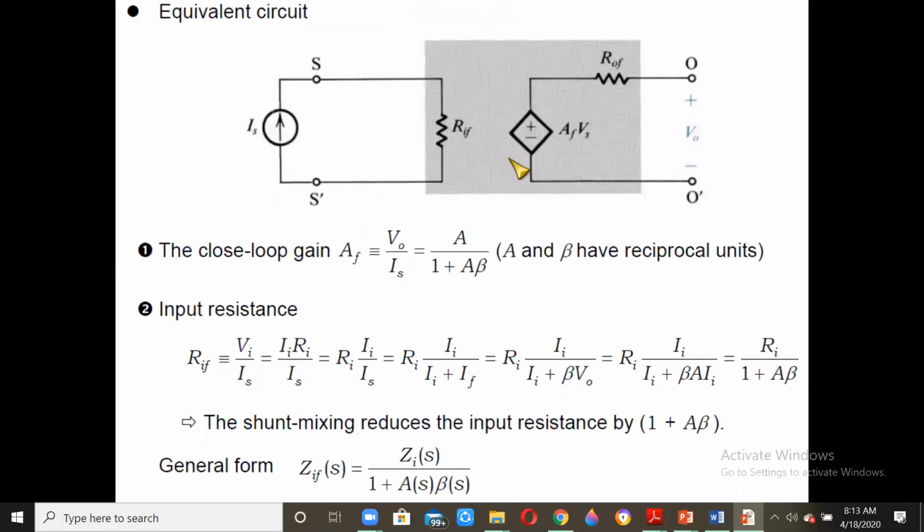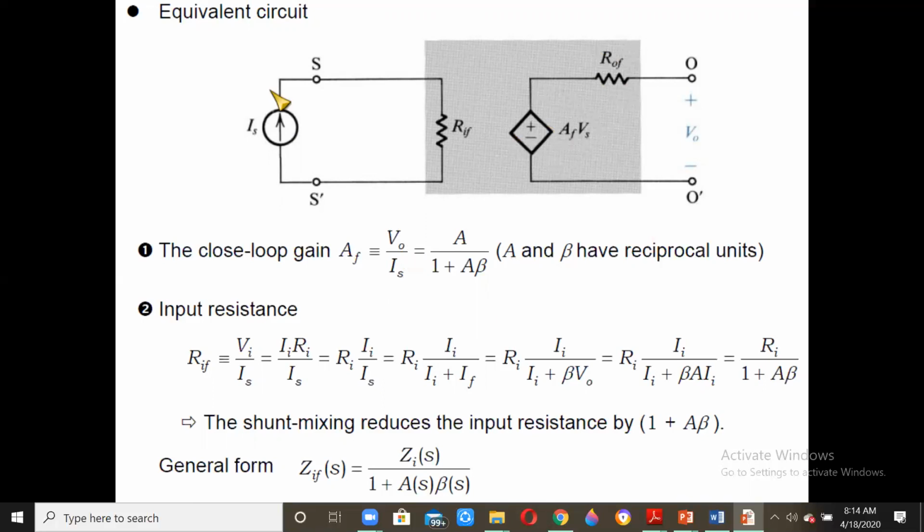So now the equivalent circuit for the whole of the feedback network with IS and the input resistance RIF, and AF as the amplification with feedback and ROF as the output resistance with feedback. So AF will be equal to V naught by IS. Then the value of IS can always be written as II plus IF, and IF can be written as beta V naught, and V naught can be written as AII.